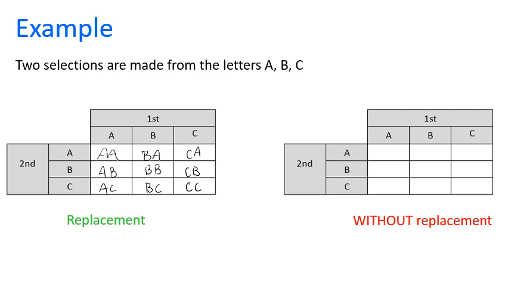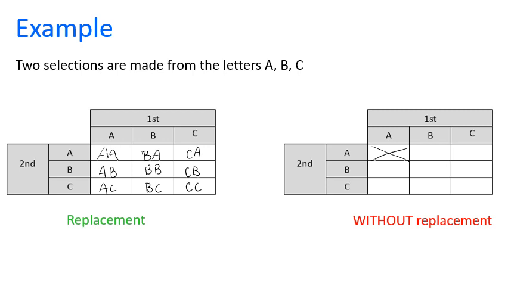But if we conducted the experiment without replacement, on the first selection, we get an A, but it's without replacement. That means the A doesn't get put back in there. So then I can't actually get another A. So this would just be crossed out. We can't have 2 of the same things.